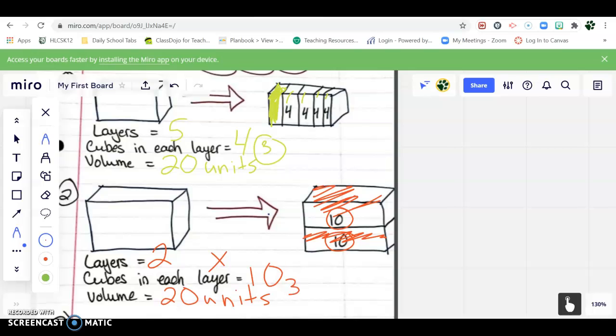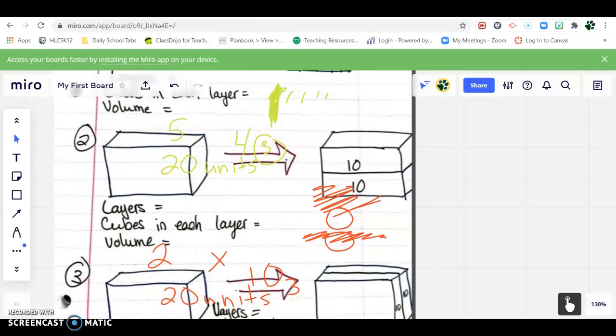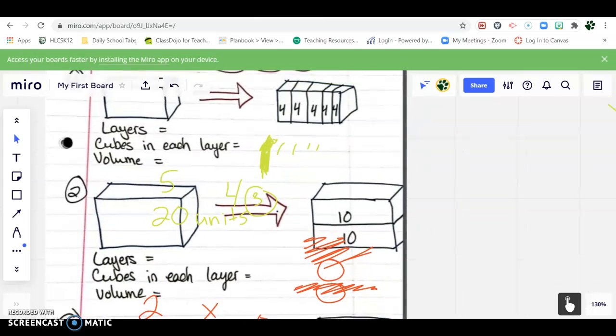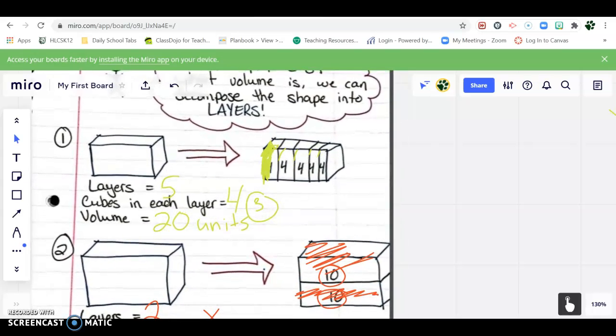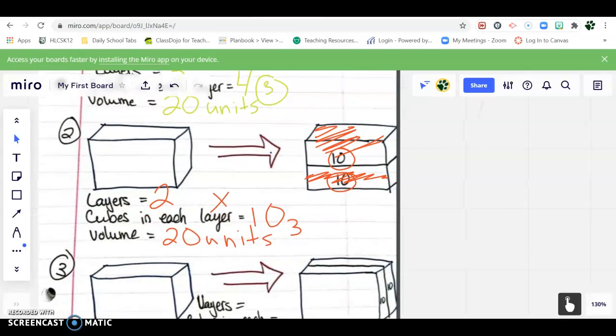20 units cubed. All right, guys, for the last one, oops, let's see if it'll move with me. No, it will not. See, I'm using a new online software here for this, and it's a little different for me. Okay, there we go.